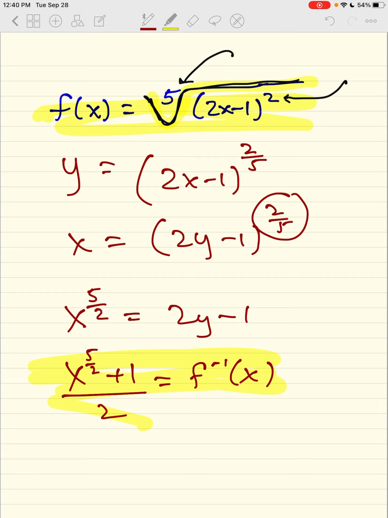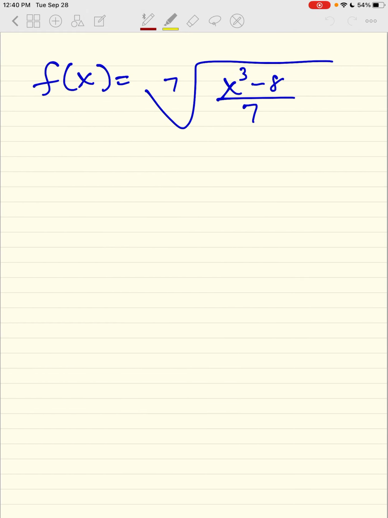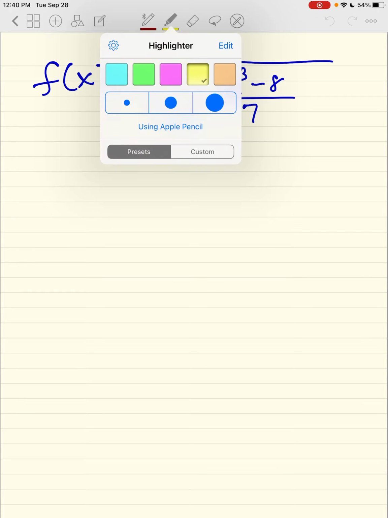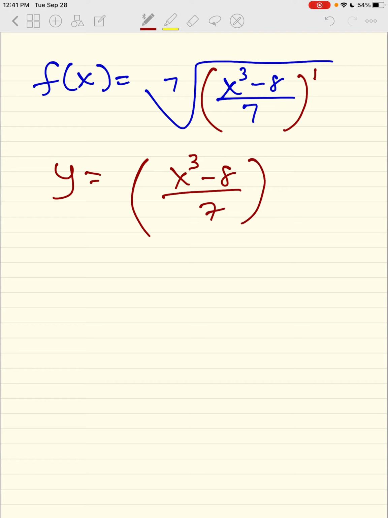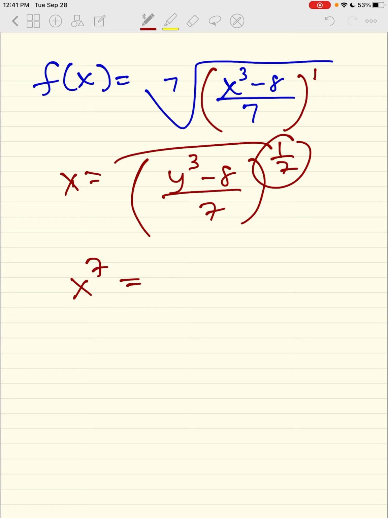Okay, we have 2 more examples. This one, once again, I don't have anything here on the inside, so you're going to put a 1 there. So I'm going to write (x to the 3rd minus 8) over 7 to the 1/7. I'm going to just switch my x and y so you guys can write your next step, but I'm not going to keep writing it over. I'm going to flip the 1/7 to the other side as 7. And then I'm going to get rid of the parentheses, and now I'm going to cross multiply.